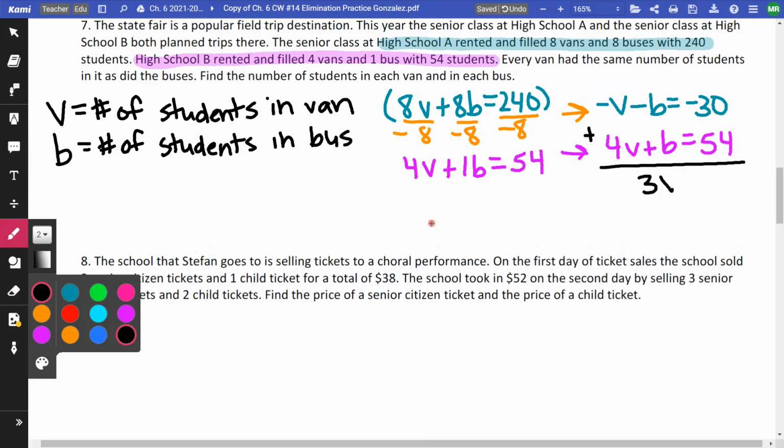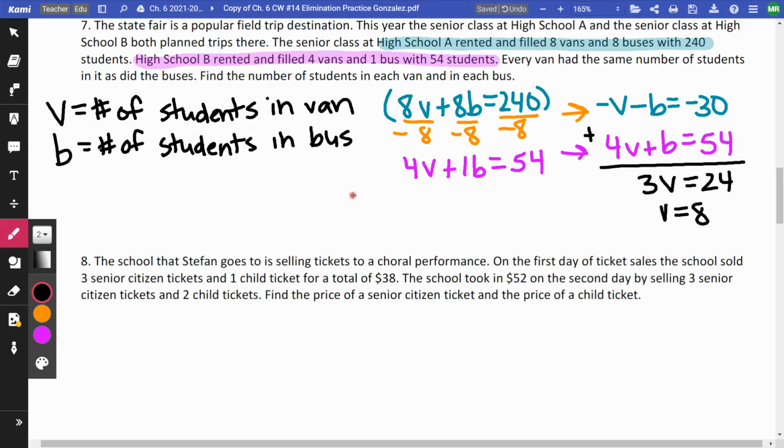I get 3v is equal to 24. So v is equal to 8. There's 8 students in each van. And then to find my buses, I can take 4 times 8 plus b is equal to 54. So 32 plus b equals 54. And when I subtract 32 from both sides, I end up with 22.